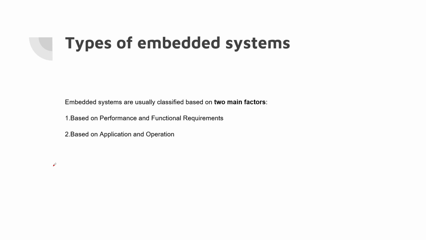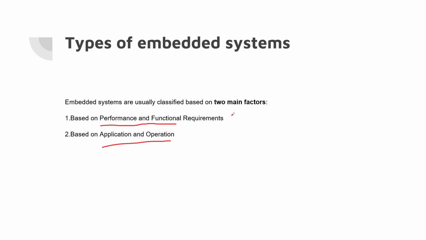So types of embedded systems: how the embedded systems are classified. We can classify embedded systems based on two main factors. One is how it is performing and what its functional requirement is; depending upon that we can classify. Another method is where I am using my application, where I am using my embedded system, and how it is operating. Like application and operation, we can classify the embedded system.